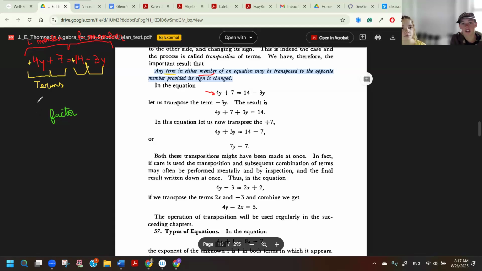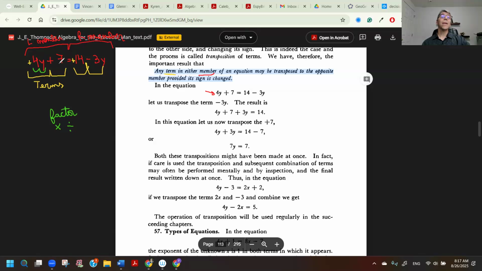The multiplication and division. Yes. So anything that is separated or implied by a multiplication or division is a factor. So this is important. Here we have that this term, the term 4y, has two factors.